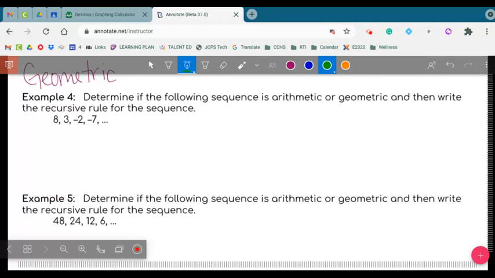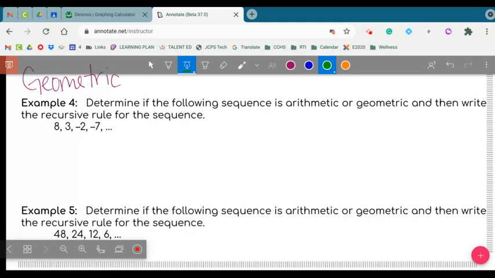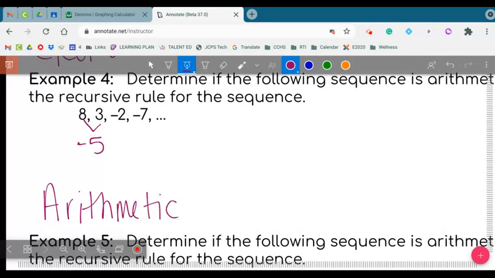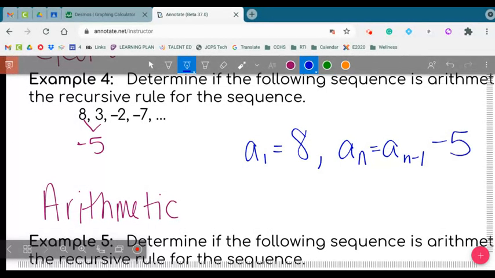Okay, going on to the next one. Determine if the following sequence is arithmetic or geometric, and then write the recursive rule for the sequence. So let's figure out our pattern. From 8 to 3 to -2 to -7. We're going down by the same amount. That would be 5. Since we're subtracting, it's arithmetic. So we're going to have a sub 1 equals our first term, which is 8. We're going to have a sub n equals a sub n minus 1, and then minus our common difference. So I replace the 8 right here, and I replace the 5 right here.